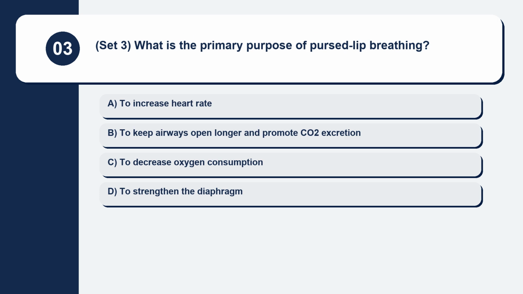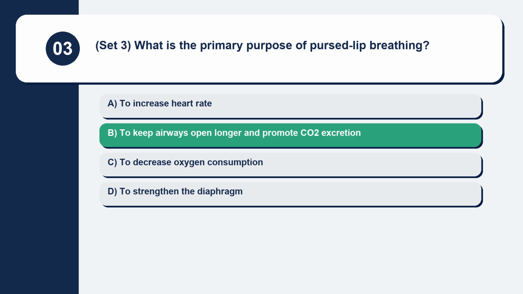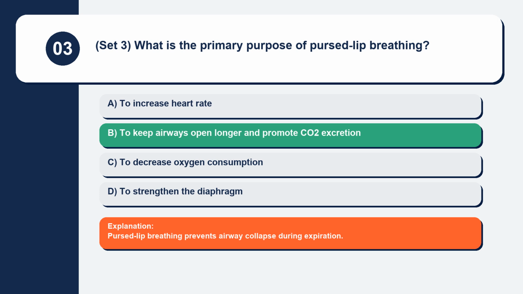Question 3. Set 3. What is the primary purpose of pursed lip breathing? To increase heart rate, to keep airways open longer and promote CO2 excretion, to decrease oxygen consumption, to strengthen the diaphragm. Pursed lip breathing prevents airway collapse during expiration.